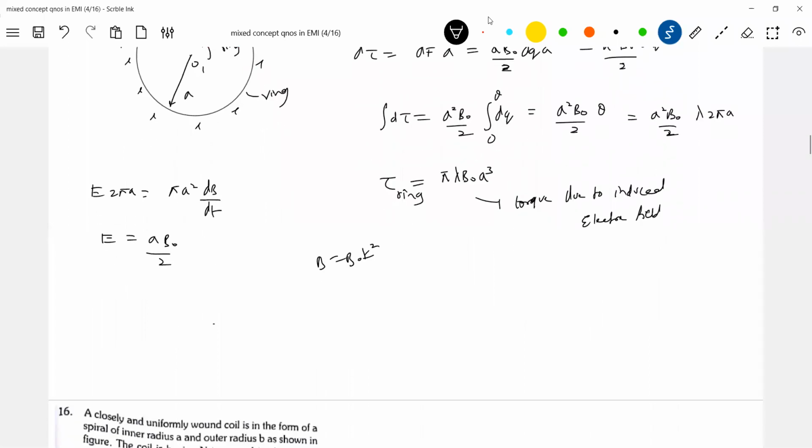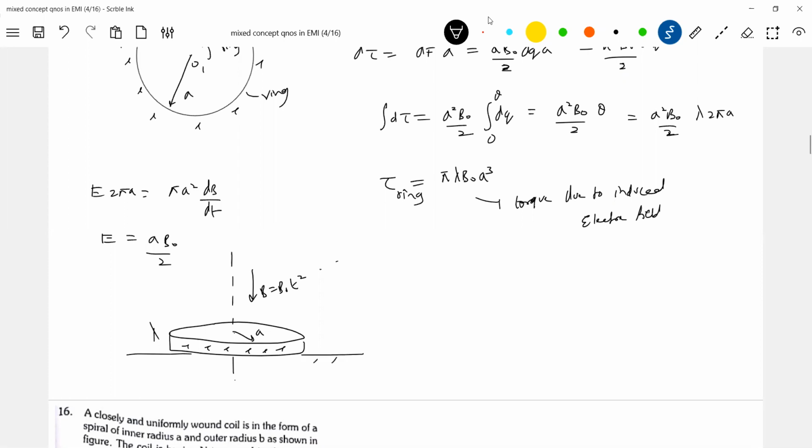So the same concept: if there's a ring, let me cover that idea here also. There's a B bar, B naught t square, and there's a ring like this where charge is present on the circumference, kept on a rough surface. Then how much torque due to this will come? dB by dt should be 2 B naught t. So the torque due to the induced electric field should be 2 B naught t pi lambda a cube. When will it start rotating? When it overcomes the torque due to friction. What is the torque due to friction? Mu mg r. After this time only, the ring starts rotating.